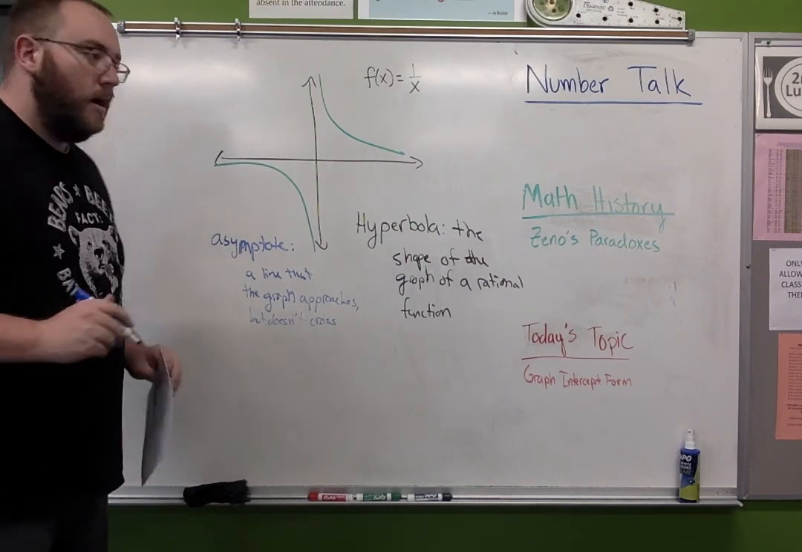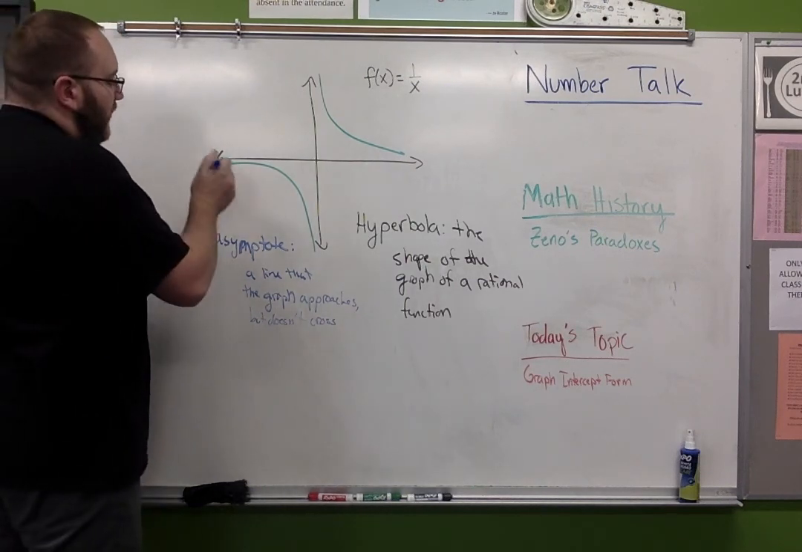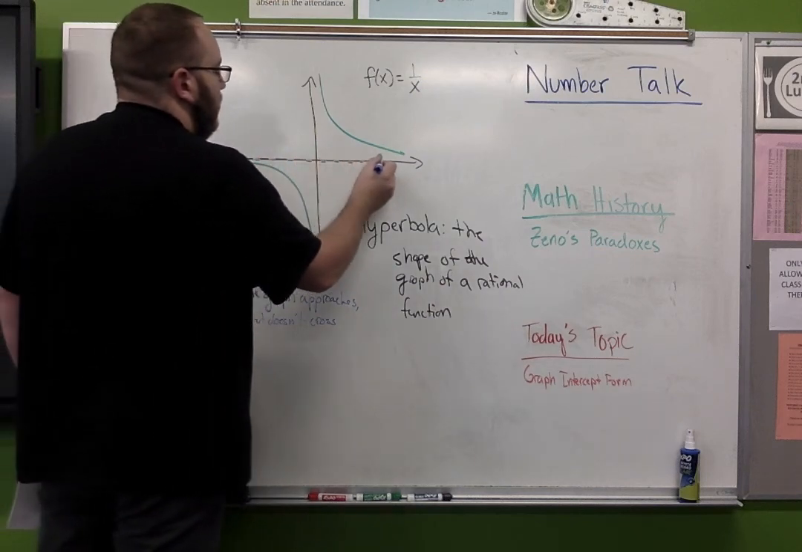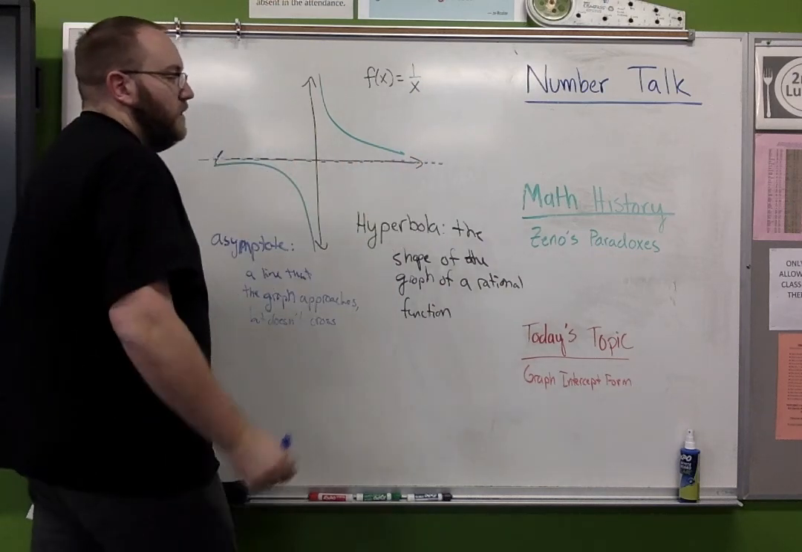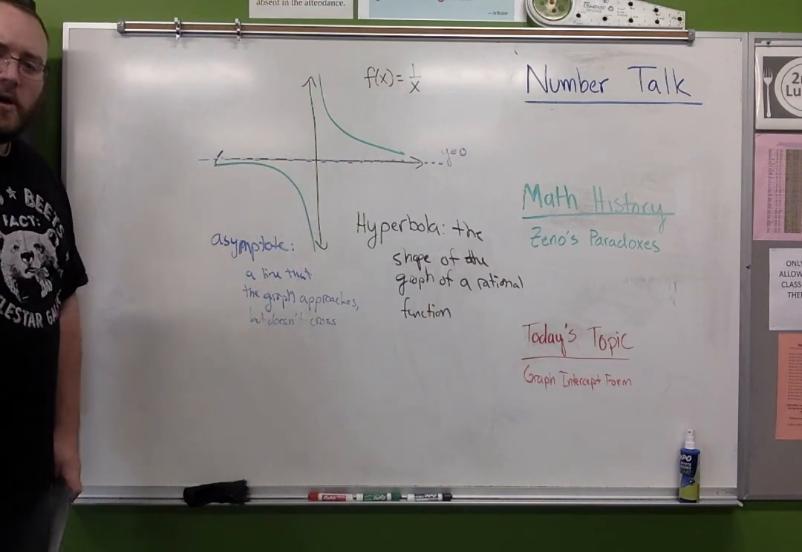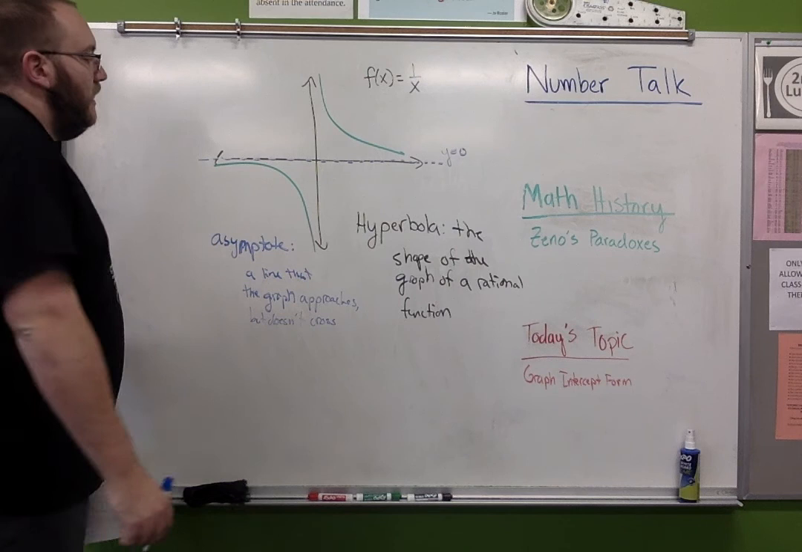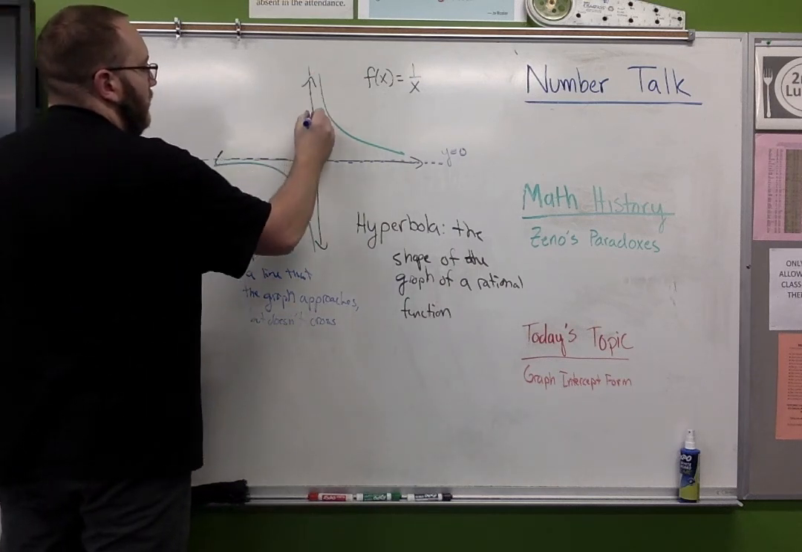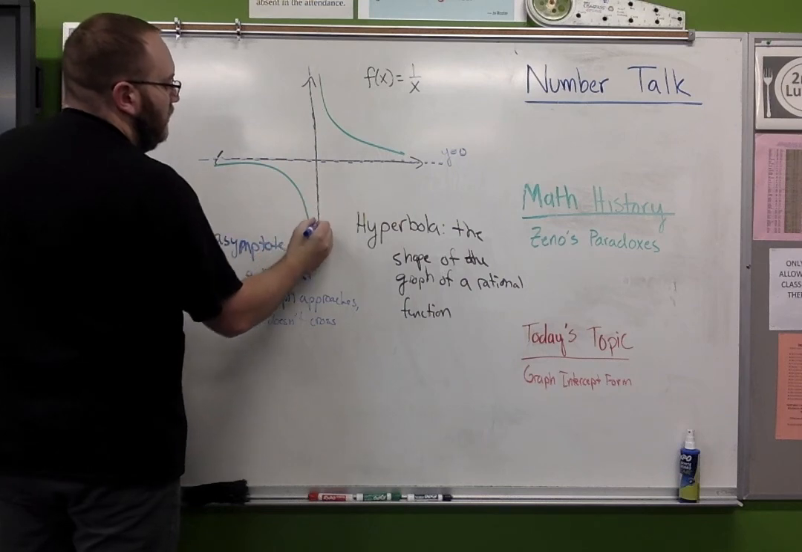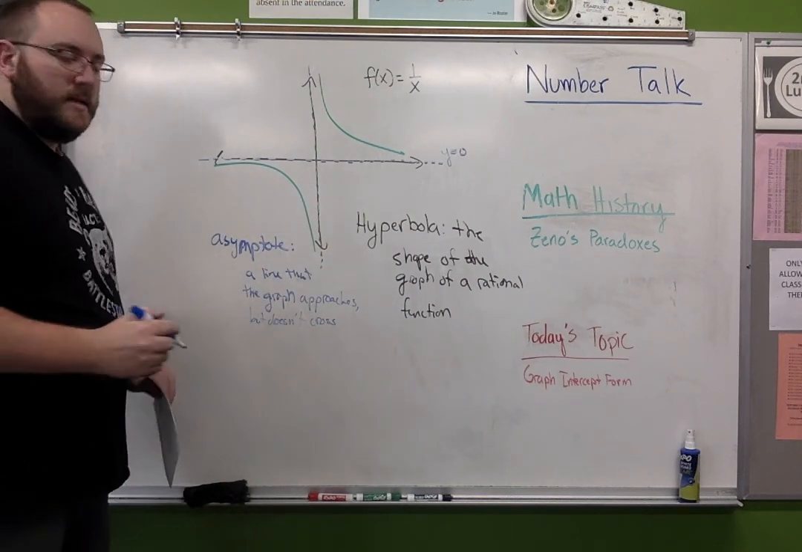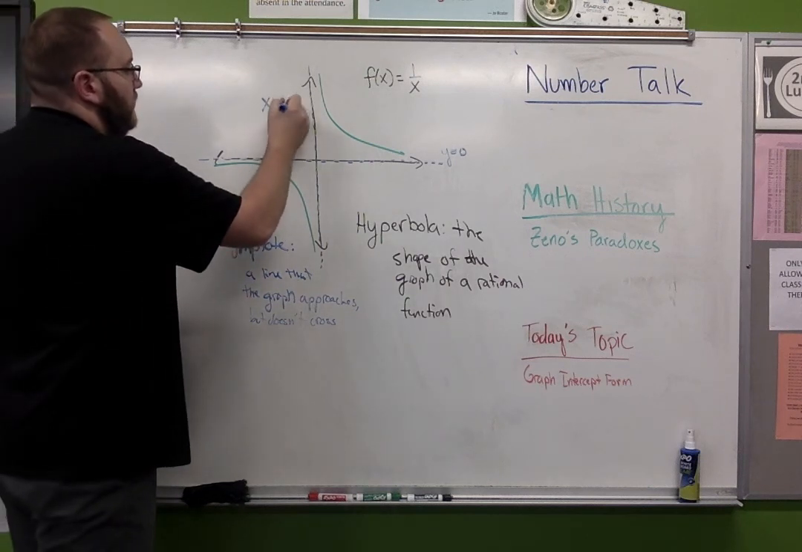So, for example, here, notice that this graph gets really close. It's approaching this line right here, y equals 0. But it doesn't cross it, but it'll approach it. The graph also approaches this line, this dotted line that I have here. It approaches it, but it never crosses it. X equals 0.